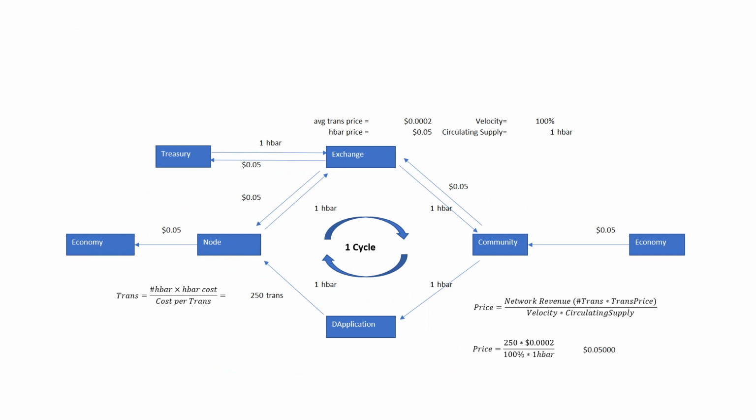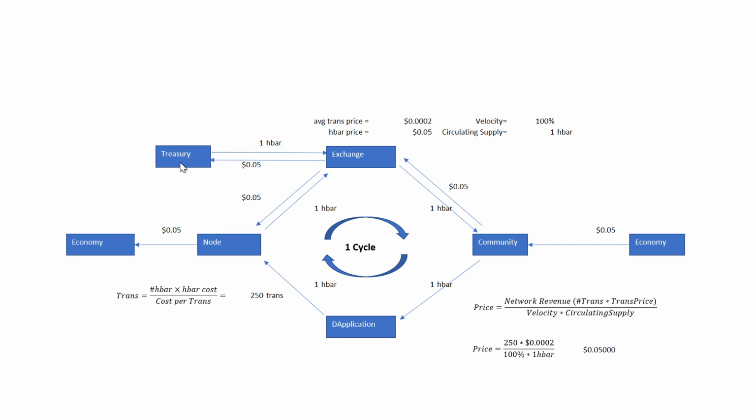In order to understand how velocity affects the price, we have to understand this equation. Price equals the network revenue, meaning the number of transactions times the transaction price, divided by the velocity times the circulating supply. A very important secondary equation tells us how many transactions we can have given a number of HBAR: the HBAR cost divided by the cost per transaction. In order to really understand these equations, I came up with the simplest set of numbers possible.